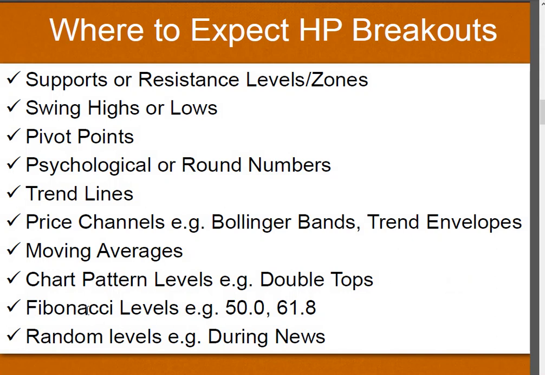Then we have Fibonacci levels or ratios like 50 or 61.8 or 38.2. Yes, we have levels like those. So that could be a level where you could be looking for breakouts.